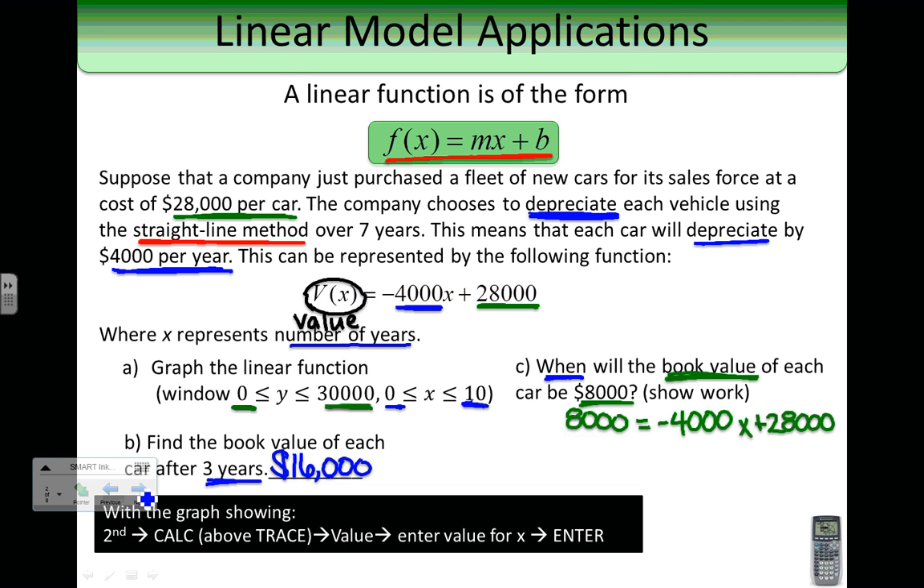So we're solving for x, solving for the amount of time. So subtract 28,000 from both sides, and we get negative 20,000 is negative 4,000x. Divide by negative 4,000. So we get 5 years. So after 5 years, the value of each car will only be $8,000.